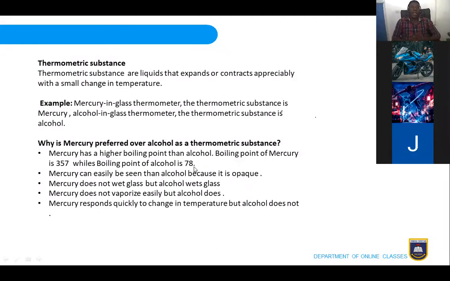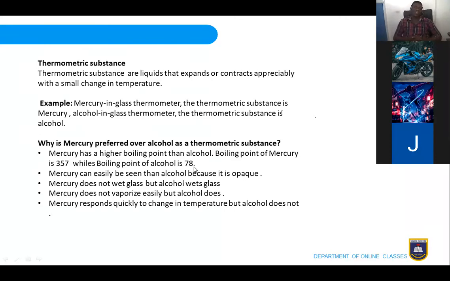Let's say you are in a higher temperature region and you want to determine the temperature of a body that has been heated extremely, to about 200 degrees Celsius. It's not advisable to use an alcohol in glass thermometer. Why? The boiling point of alcohol is 78 and 200 is high. So I would prefer to use mercury, which has a boiling point of about 357. That means I can use the mercury in glass thermometer to determine the temperature at that region.